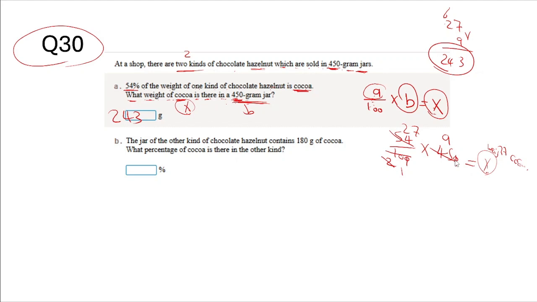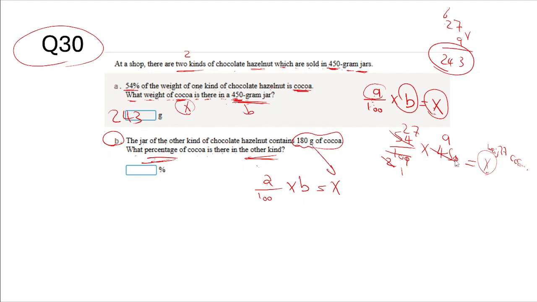Okay, number B. Now the jar of the other kind of chocolate hazelnut contains 180 grams of cacao. So what percentage of cacao is there in the other kind? So I need a percentage. So again, apply the equation: A over 100 multiplied by B equal to X. Now I need to get A, the percentage.